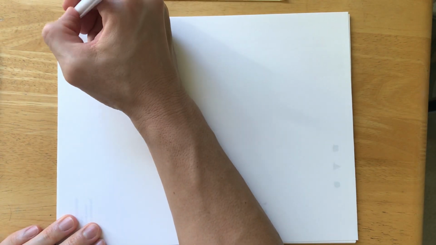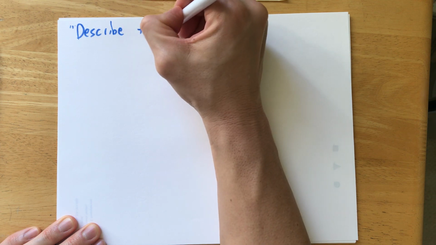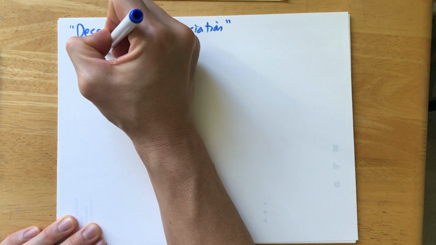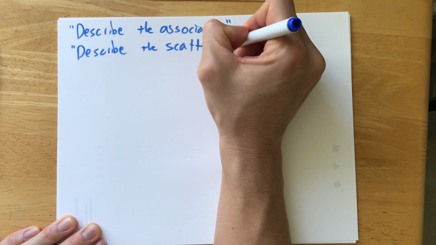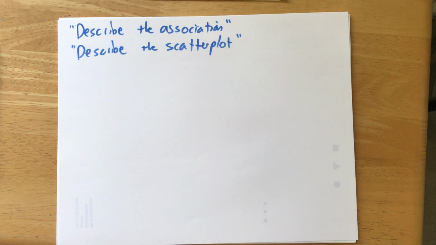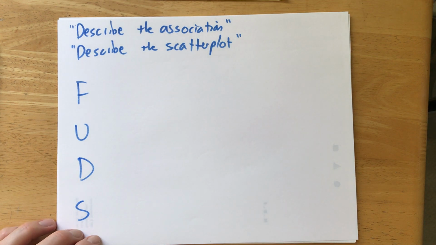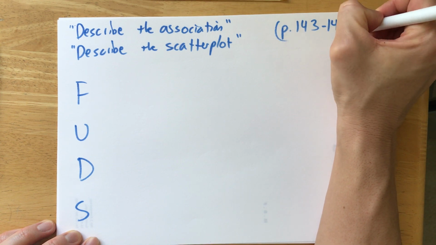All right. So when we describe a scatter plot, you're going to see questions that say something like, describe the association, or it might say something like, describe or analyze the scatter plot. When you see this, it's kind of like describe the distribution. Do you remember that from last unit, where we use CUSS, C-U-S-S? You just took a test on that last week. But this time we're going to use FUDs. And they explain FUDs on page 143 on the bottom. It actually goes to page 144 as well.